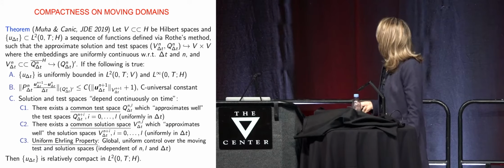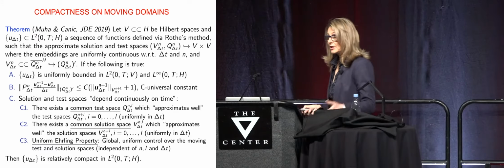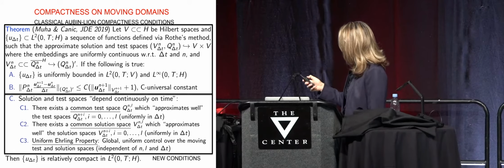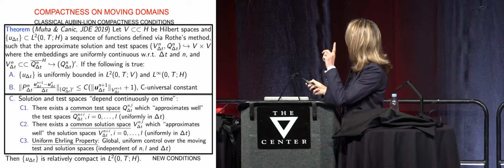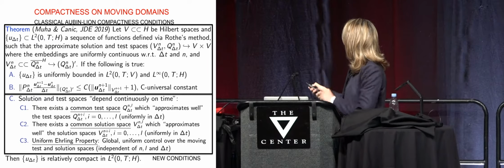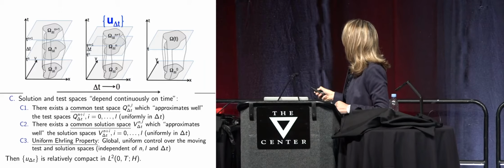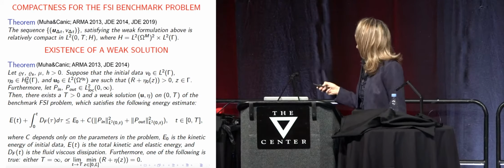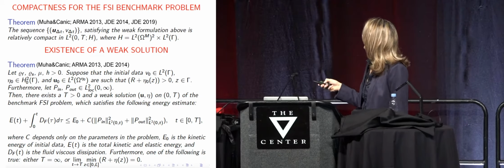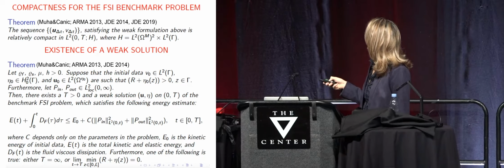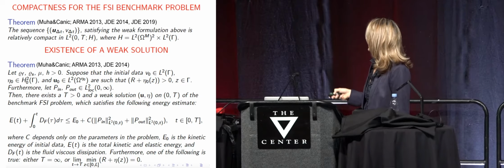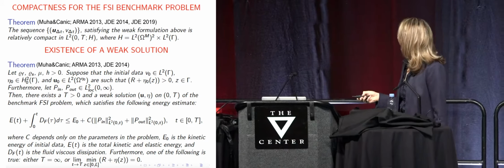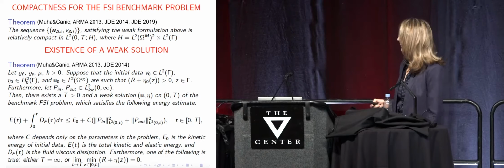And so, of course, things are much more involved for the full problem. We have a compactness result, which looks something like this, which I'm going to have to skip for the purposes of this talk. We get a compactness result, which says that both the fluid and structure velocities are in L2, which gives rise to the existence of a weak solution to the original problem, which satisfies that energy estimate that I showed you earlier.